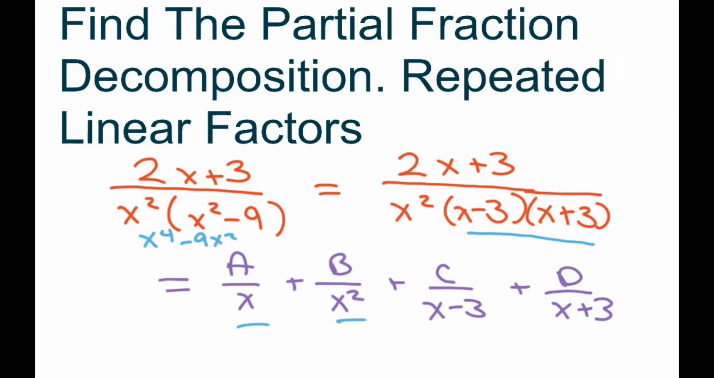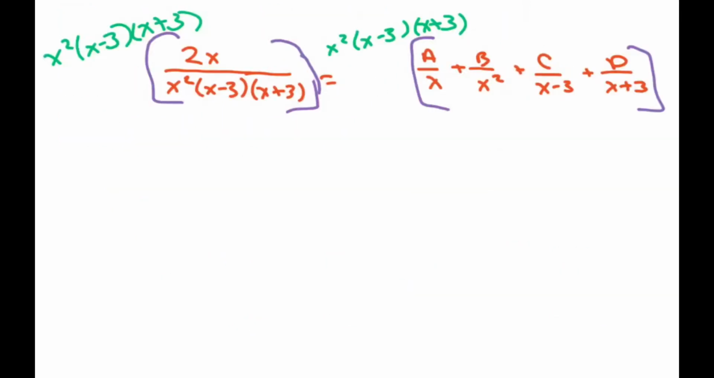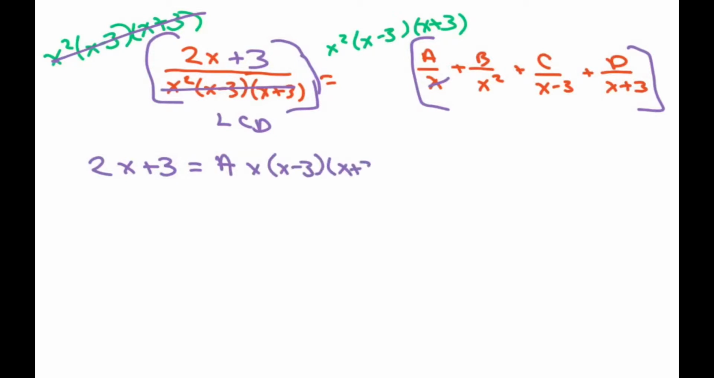And we're putting A over x, B over x squared, plus C over x minus 3, plus D over x plus 3. The first thing we want to do is clear the fractions. So I'm going to multiply by my least common denominator on each side of the equation. So we're left with, this should have been 2x plus 3. Sorry about that. So we're left with 2x plus 3 equals, and this cancels, and we're left with A times x minus 3 times x plus 3.